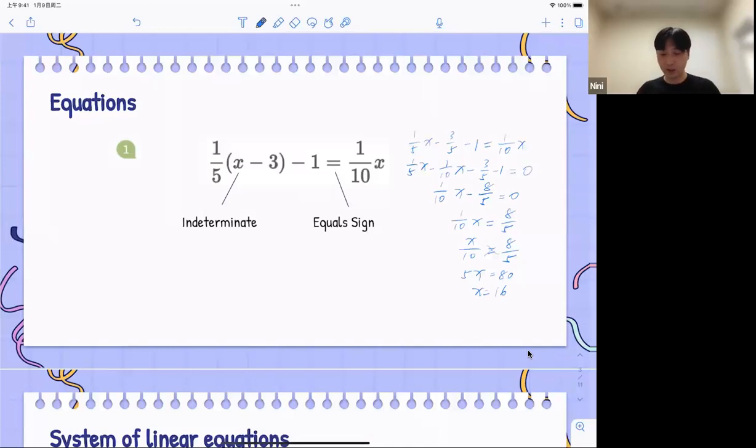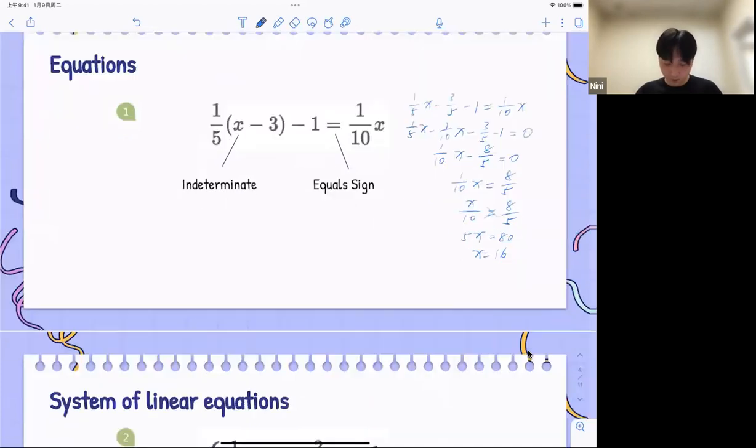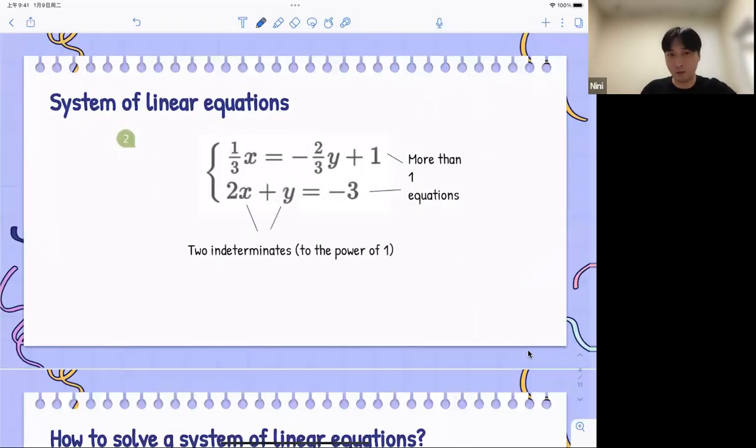So basically you can see that is how we solve equations step by step. All right, so this is a very simple one. Let's move on to our next one, which is about a system of linear equations.